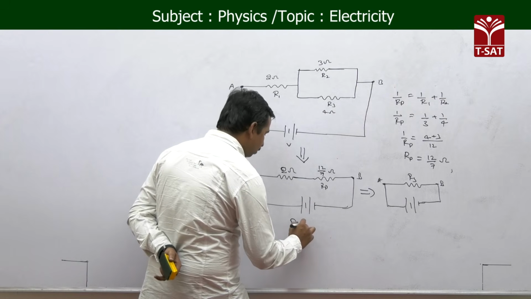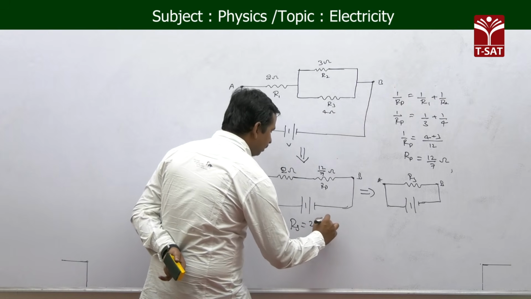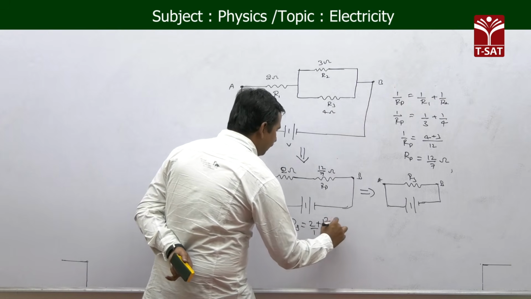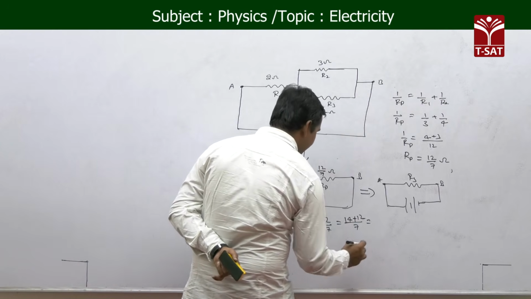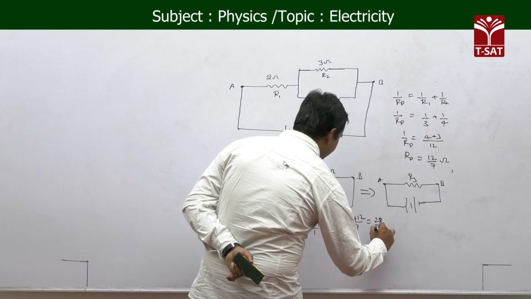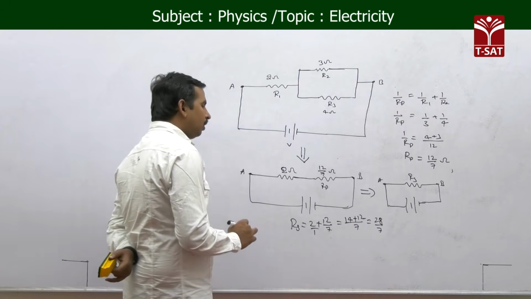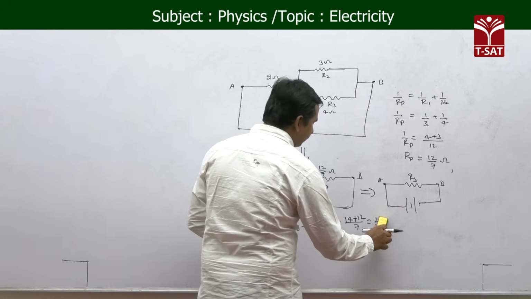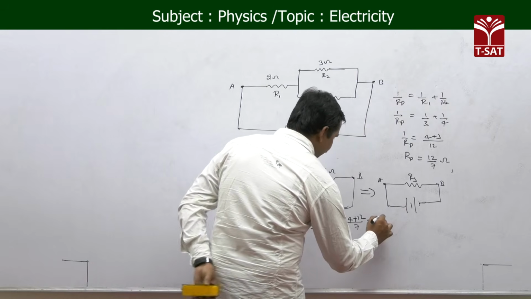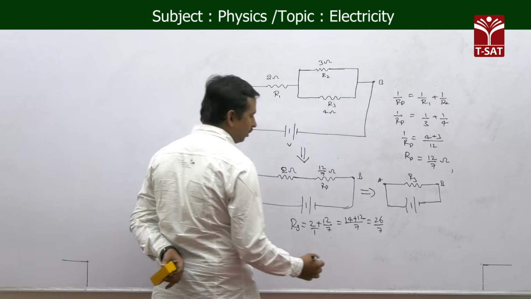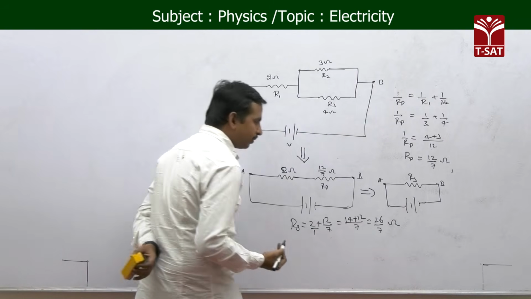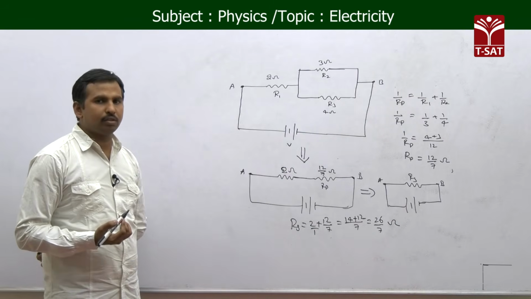Then simply add both resistances, and that is our final resistance. Rs is equal to 2 plus 12 by 7. If you take the LCM, 14 plus 12 by 7, which is 26 by 7. Sorry, 26 by 7 ohms. So this is the final resistance we got.